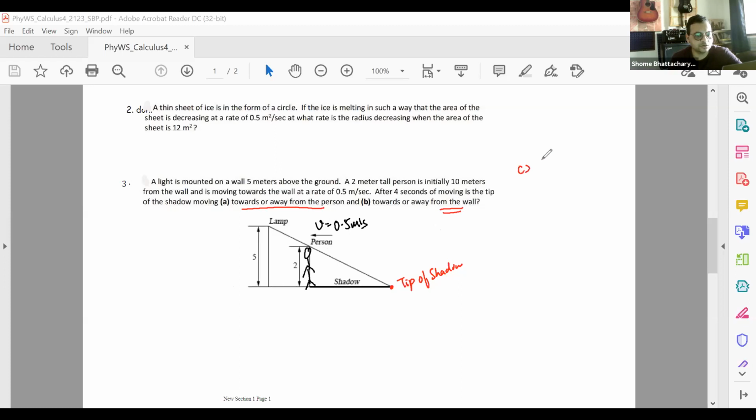We will even find the rate at which, or the speed of the tip of the shadow. We can even do that. So you can add one part to the question. So the question is clear, Caleb, what's happening? This is a fixed wall, on which there is a lamp which is throwing light like this.